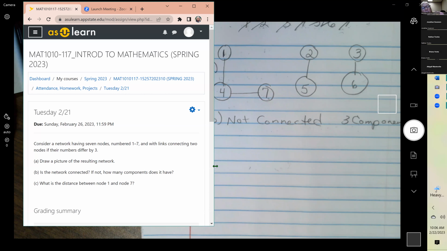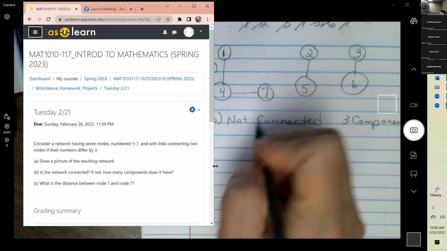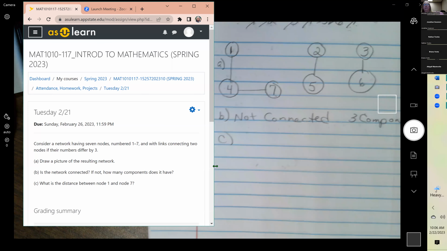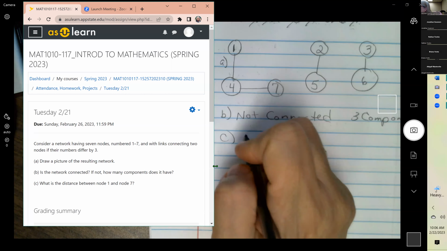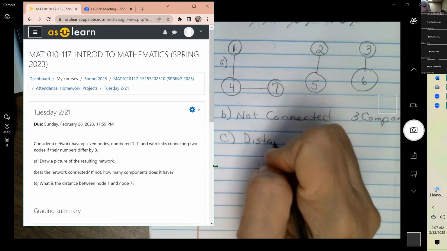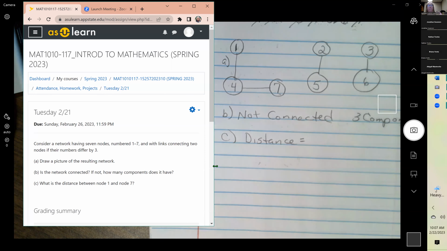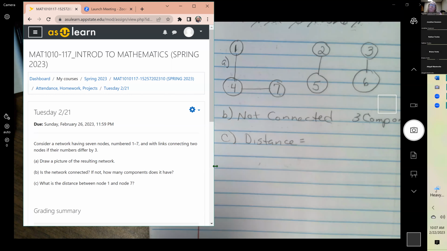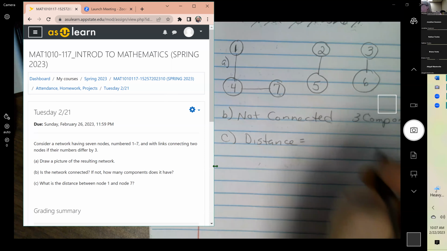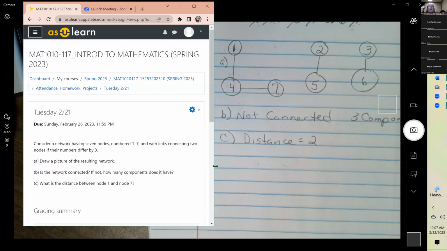What is the distance between node 1 and node 7? Now remember, your distance is always the shortest, but in this case, there is only one path from 1 to 7. It's 1, 4, 7. And so the distance is what? 2. Because there are 2 links, or the number of nodes minus 1. Any questions on that?